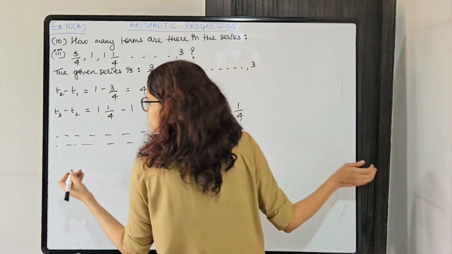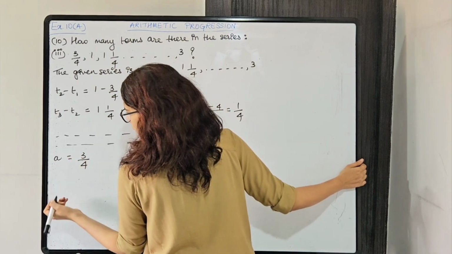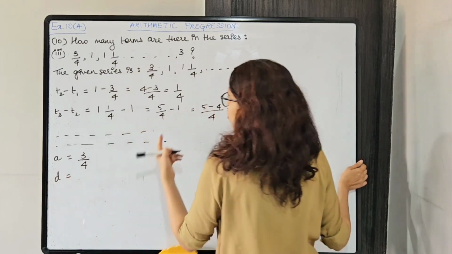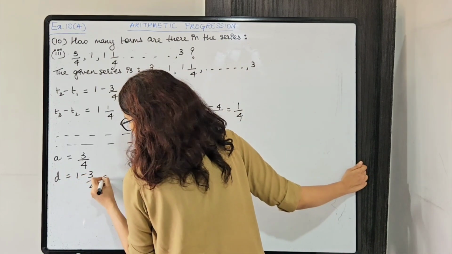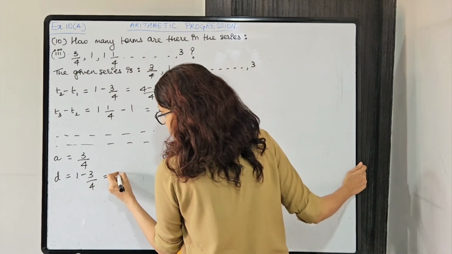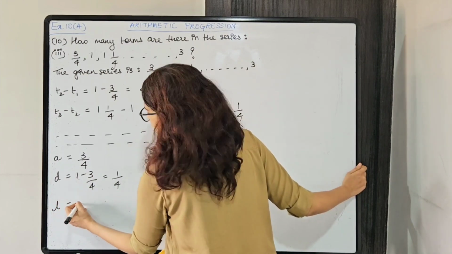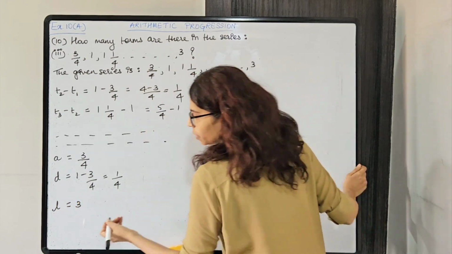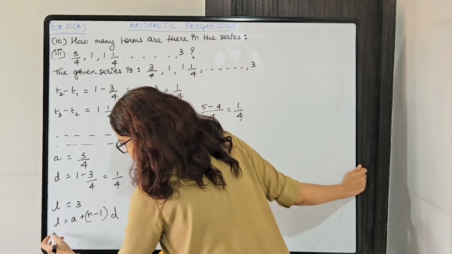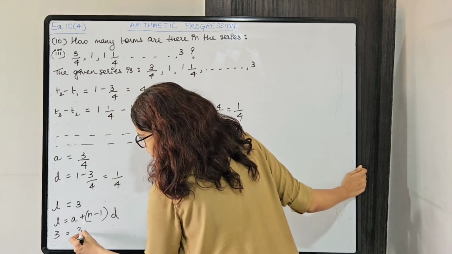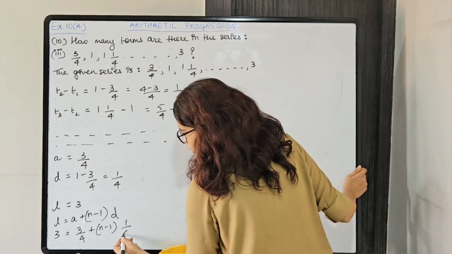Okay, since it is an AP, A और D find out करते हैं. A is 3/4 and D we just got 1/4 है. Okay, so if you want to show the working again, you can do that, और directly यहीं से मिल जाएगा. Okay, so it is 1/4. L is 3. We'll use the formula. L is equal to A plus n minus 1 D. 3 is equal to 3/4 plus n minus 1 and d is 1/4.